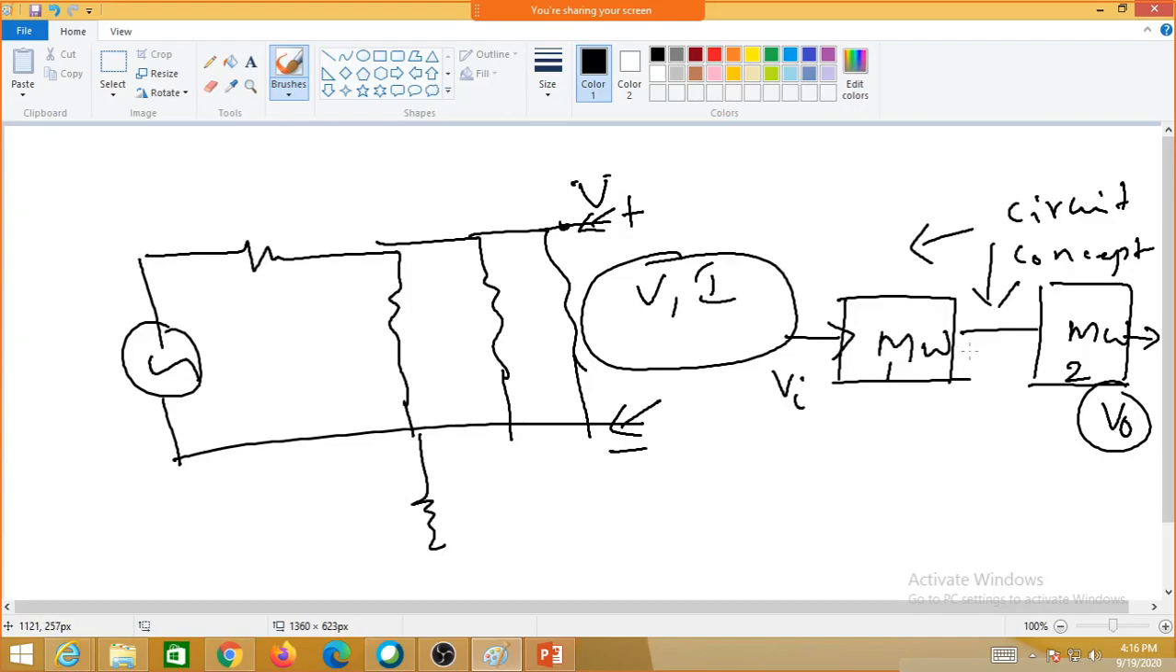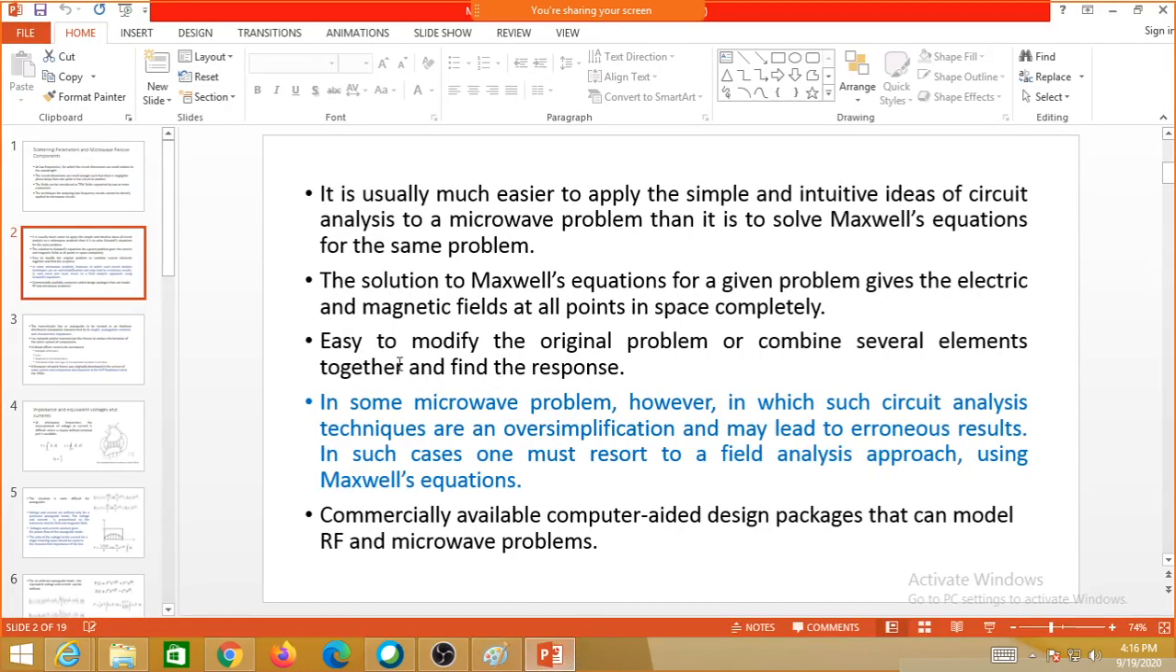For some particular types of problems like this cascaded connection, these circuit concepts will be very helpful in finding parameters like voltage and current. As I said, in some microwave problems, if you apply circuit concepts, it may give erroneous results. In that situation, you have to come back, and if the problem fits the field approach, you have to apply the Maxwell's equation solutions to find the electric and magnetic field, and from that you can arrive at other parameters.